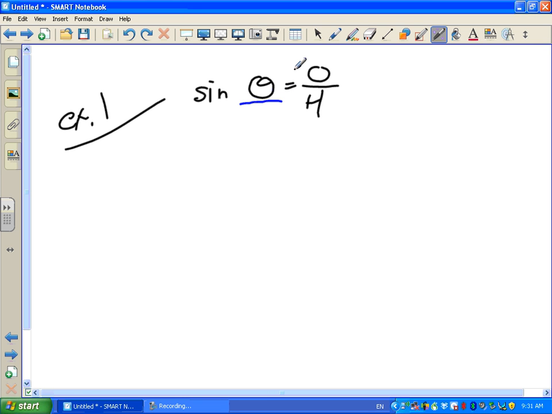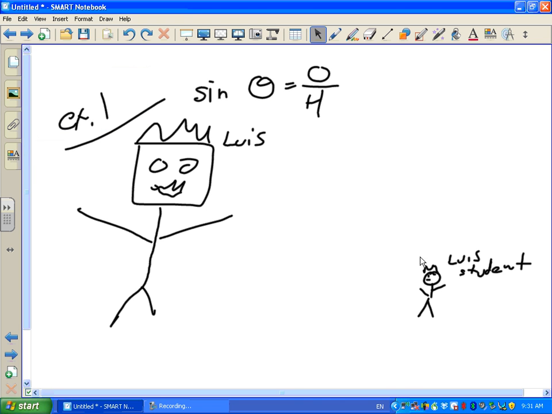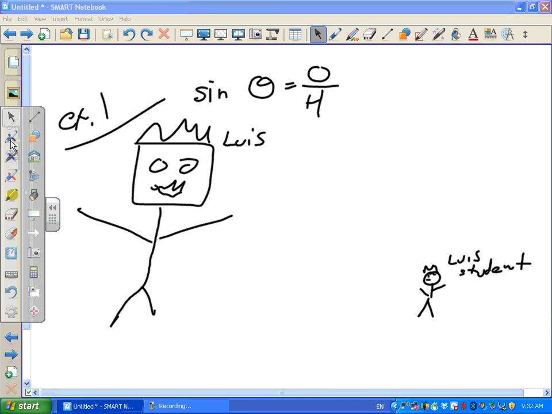There are technically 3 different ways. The ratios are all set up the same way, but there are 3 different variables you can solve. So I'm going to make up a question quick. Okay, so it's Lewis versus Lewis. Lewis the student has to slay Lewis the monster. He has to throw a spear directly into, we'll say, the eye of Lewis the monster.